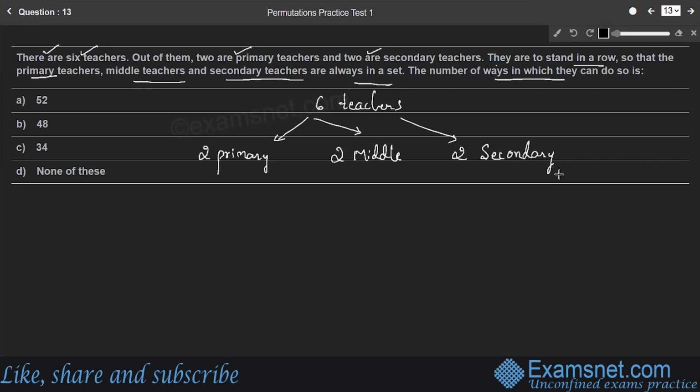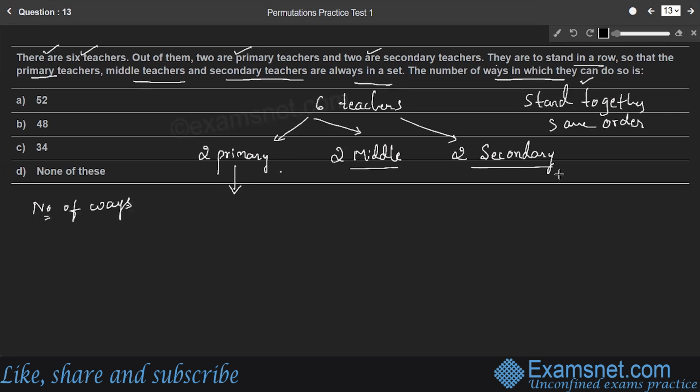So the number of ways in which they can do so, that means, if they stand in a row, in how many ways can the arrangement of 2 primary teachers be possible in a row, so that they have to stand together, right? So they have to stand together in this particular order only. So 2 primary teachers, 2 middle school teachers and 2 secondary teachers in the same order, in how many ways can their arrangement be done?